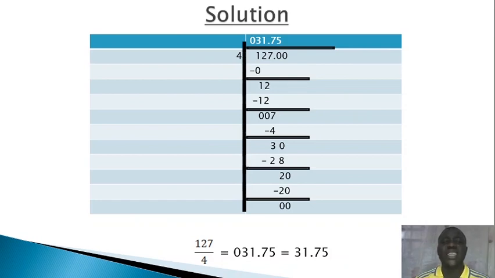So using the 3 now to multiply 4, you will have 12. So you subtract, you have 0, 0. So the next number now becomes 7. So therefore 7 divided by 4 will give us 1. Use that 1 to multiply 4. You will still have 4. When you subtract, you will have 3. After the subtraction, you have 3 there.